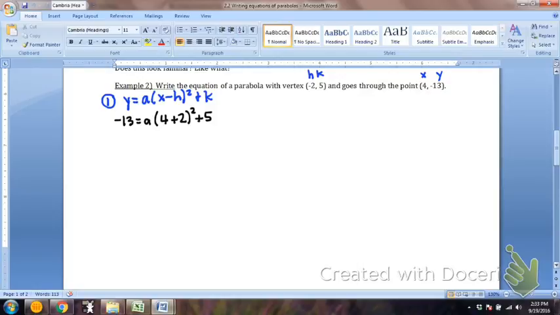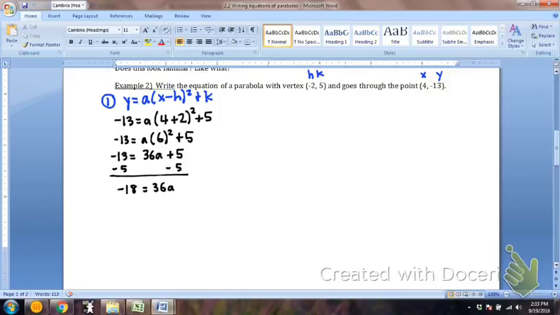Is it possible for A to be a fraction? It is possible for A to be a fraction. It's a good question. What about a decimal? I would prefer you to leave it as a fraction. The way I did it with the calculator, it came out 0.5. So 18 over 36, or negative 18 over 36, is what? Negative 1/2.